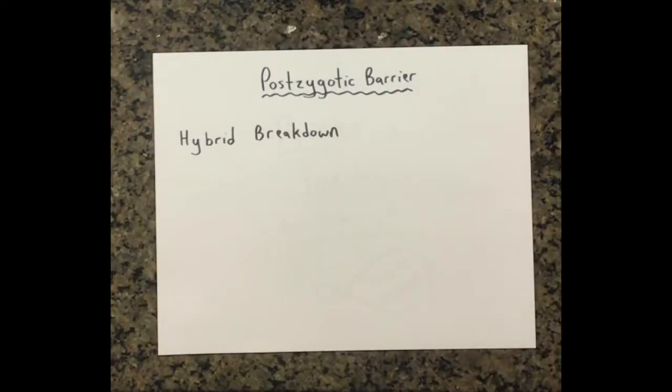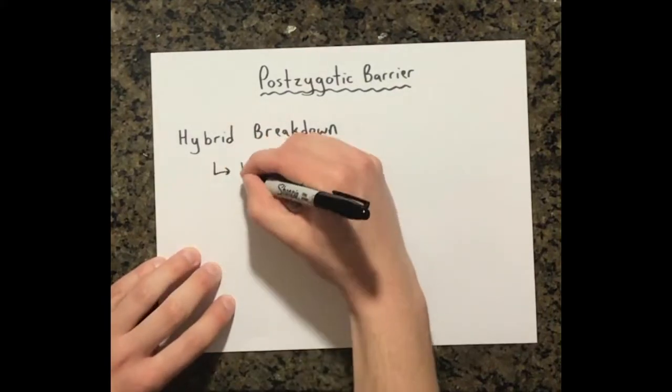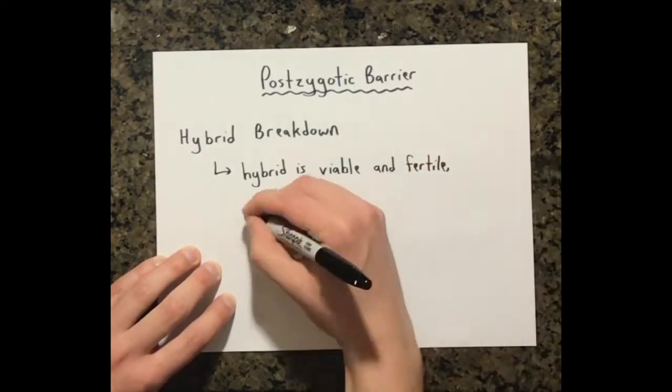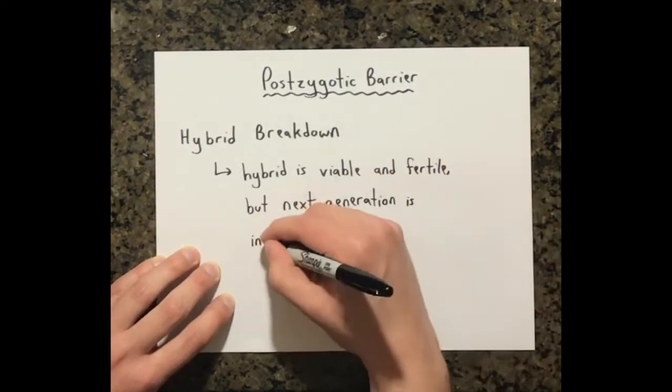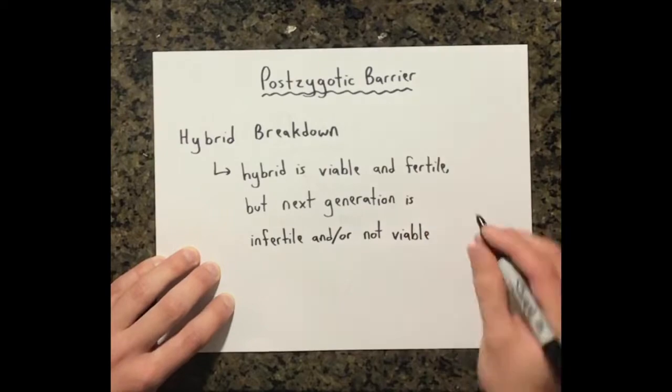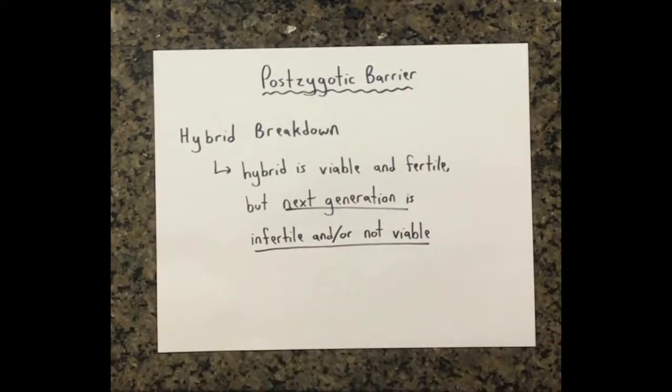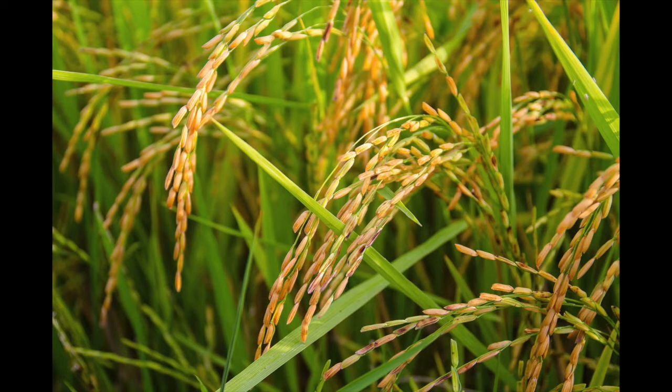As the final type of postzygotic barrier, hybrid breakdown is when the hybrid zygote develops into a viable and fertile organism, but the hybrid's offspring are feeble and/or sterile. This can be seen in rice, where certain rice hybrids are fertile, but the following generation is sterile.